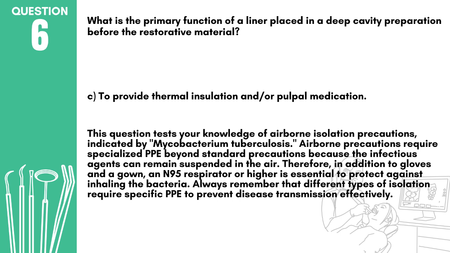This question tests your detailed understanding of dental materials, specifically the role of liners. The keywords "liner placed in a deep cavity preparation" and "before the restorative material" are crucial clues. Liners are thin layers of material, e.g., calcium hydroxide, glass ionomer, placed in deep preparations to protect the pulp. Their primary functions include providing thermal insulation against temperature changes and, in some cases, delivering therapeutic agents, like calcium hydroxide to stimulate reparative dentin, to the pulp. They are not primarily for bonding, shrinkage reduction, or increasing restoration strength.